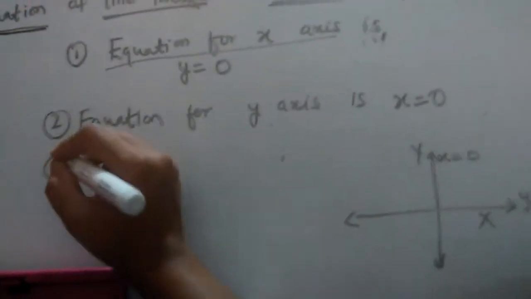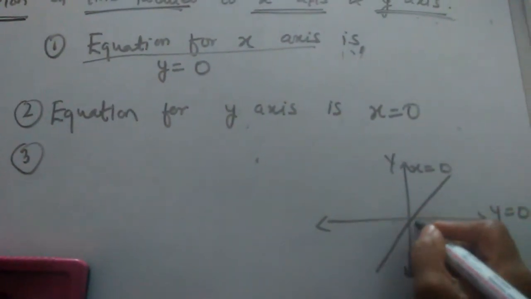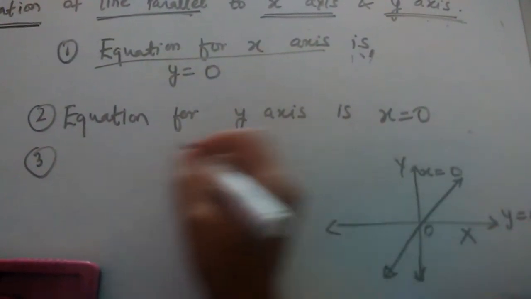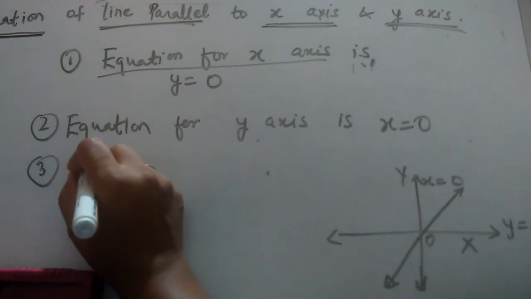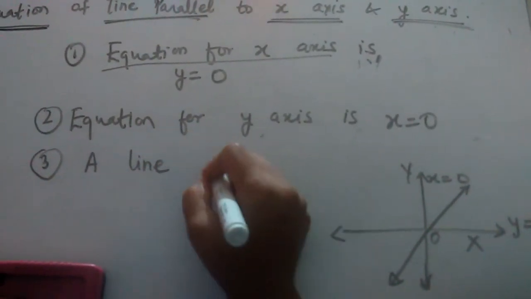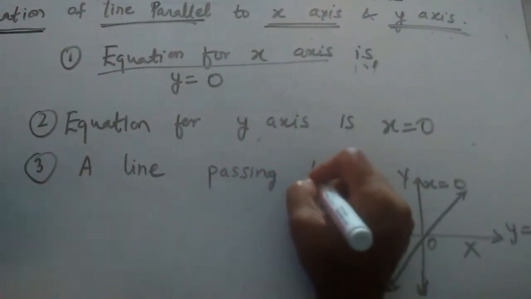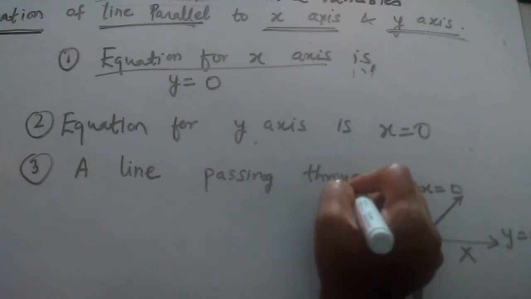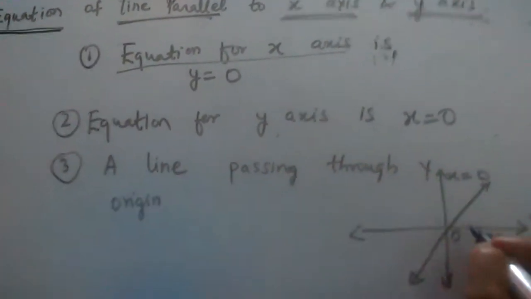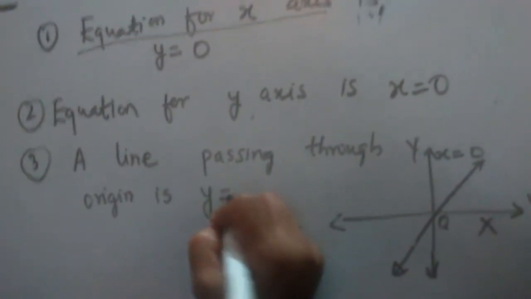Now, third part. If I have a line which is passing through the center, this is your center 0. If I have a straight line passing through the origin or center, that is 0, 0, the equation of the line through this point is y is equal to mx.